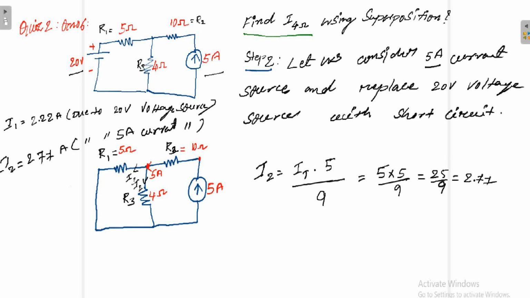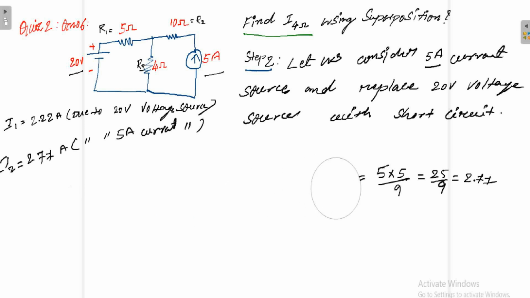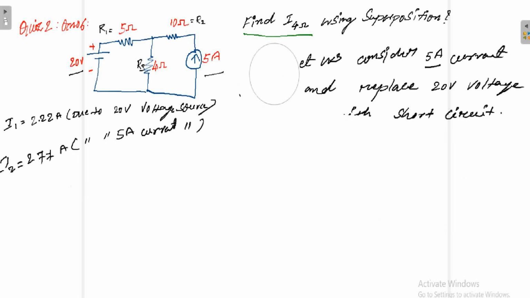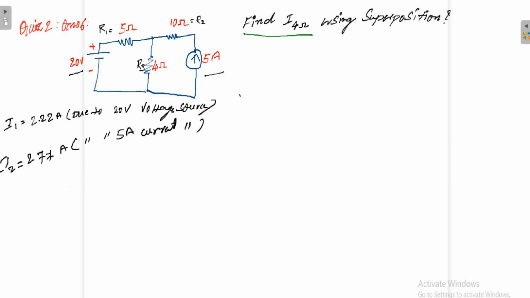This is due to the 5 ampere current source. So here we got two responses, I1 and I2. The total response is the sum of individual responses. So the total current flowing through this 4 ohms is I1 plus I2, which is equal to 2.22 plus 2.77, which gives you 5 amperes. So this is your answer. The answer for question number 6 is 5 amperes.